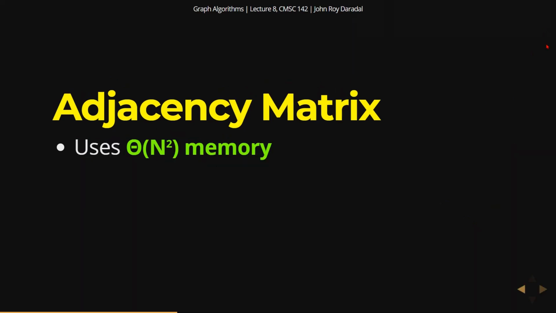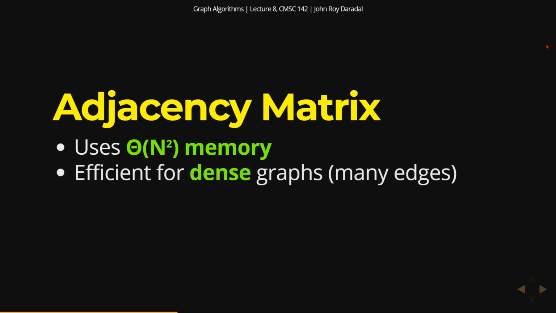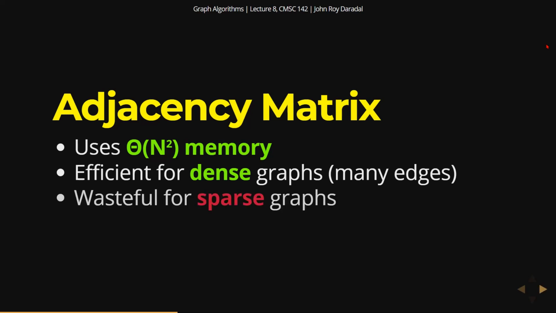So the adjacency matrix uses theta of n squared memory, because you're using an n by n matrix. It is efficient for dense graphs. If there are many edges, then you can justify using up n squared memory, because most of that memory will have ones in it. But if it's a sparse graph, there will be a lot of zeros, so it will not be as efficient. It would be wasteful for sparse graphs.